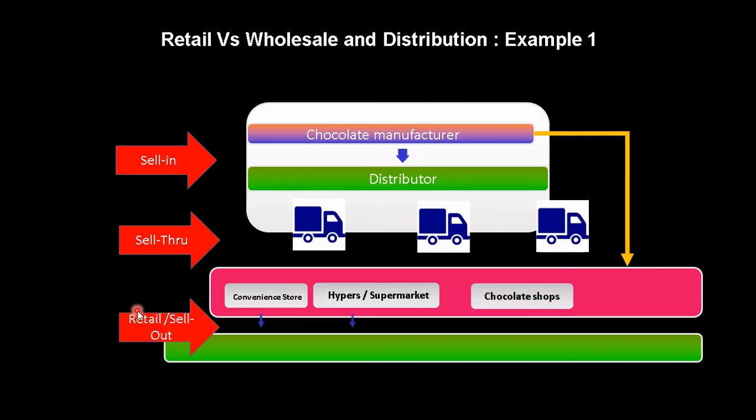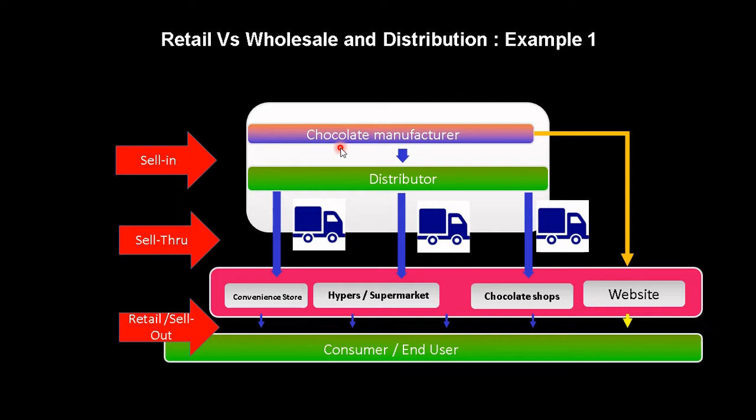Let's check this example number 1. This is a chocolate manufacturer that sells a product directly to a specialized distributor of chocolates. This step, as we mentioned before, is called selling. This distributor will take care of all the logistics and will be selling the product directly to convenience stores, hyper supermarkets, and chocolate shops. And this step is called sell-through.